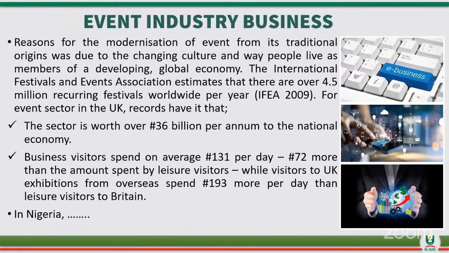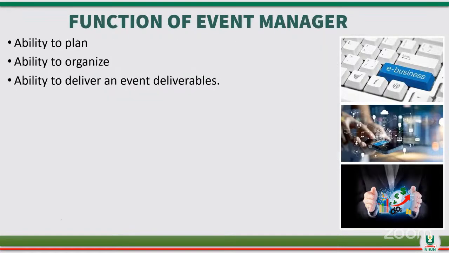The event industry is a business. Now, what are the functions of event managers in this industry? One, ability to plan. An event manager must have an ability to plan. Getting who to do what, getting what is needed at the right place, taking things that need to be taken to where they are needed, and anticipating what is supposed to be and getting ready for it is an ability to plan. Secondly, ability to organize.